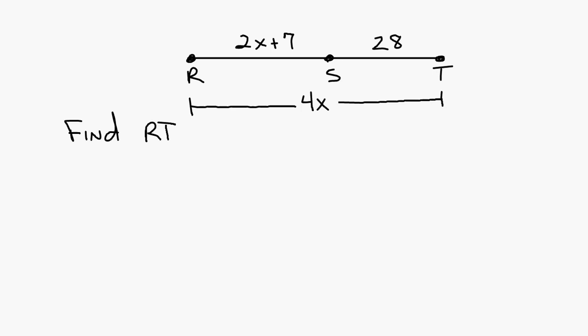All right. So look at our equation. One small piece is 2x plus 7. So 2x plus 7, plus the other small piece is 28. What do the two small pieces have to sum? Right, but in this case, doesn't the small piece, RS plus ST, equal RT? So that equals 4x. So now you've got an equation. You can combine like terms and solve for x. So 2x plus 35 equals 4x.